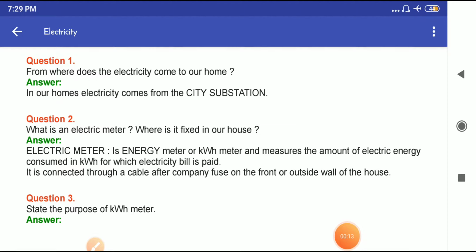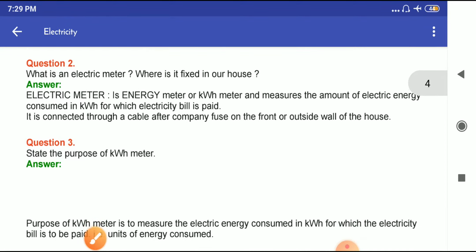Question number 1, from where does the electricity come to our home? Answer, in our homes, electricity comes from the city substation. Question number 2, what is an electric meter? Where is it fixed in our house?